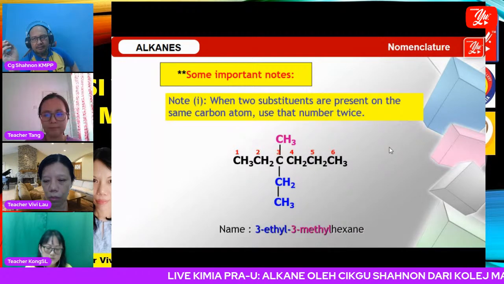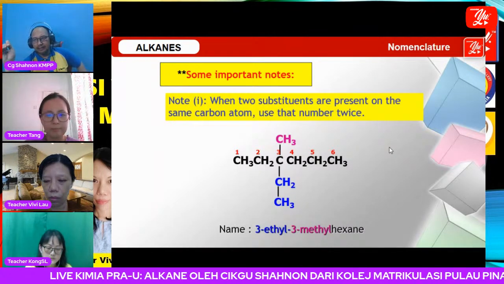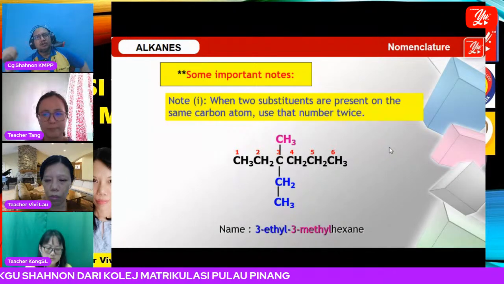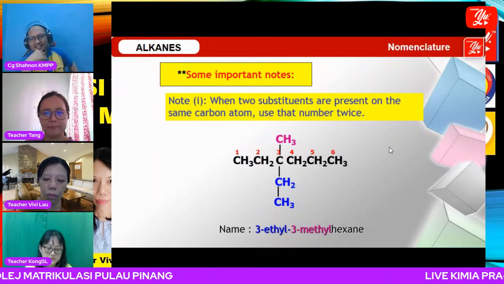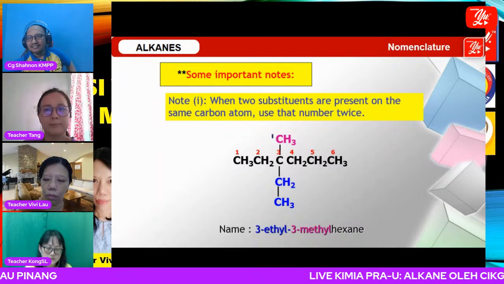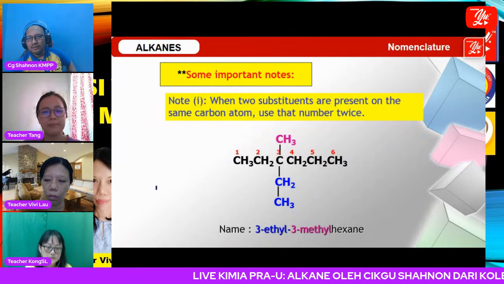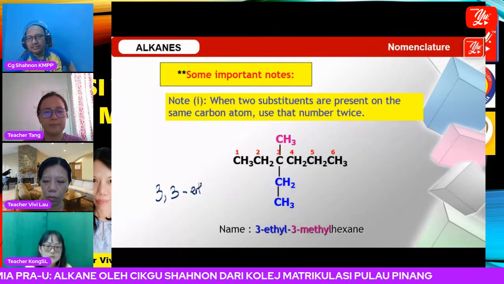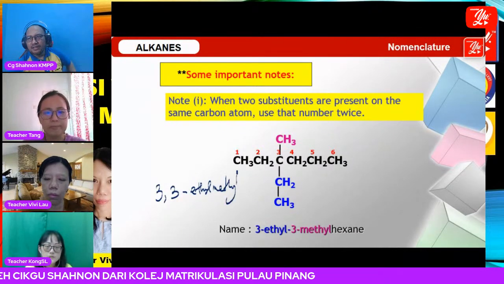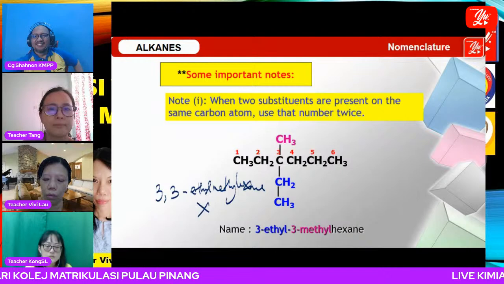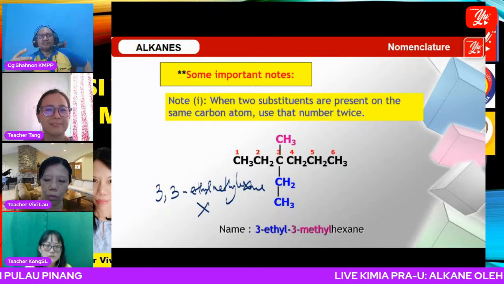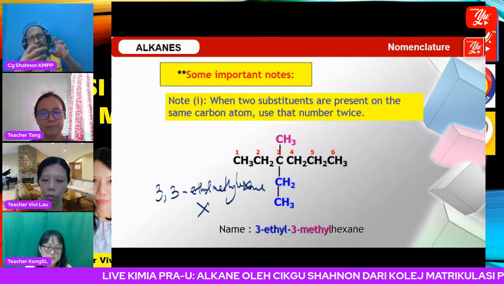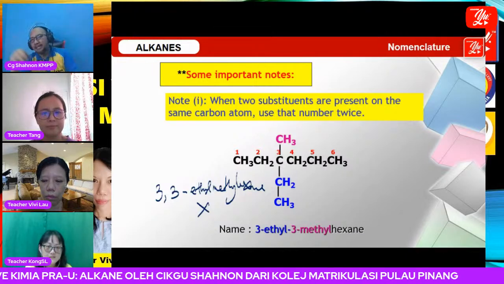E comes first according to alphabetical order, then methyl: 3-ethyl, 3-methyl. We cannot write 3,3-ethylmethylhexane. That's wrong. The 3,3 is only for the same substituent, for example, 3,3-dimethyl. That's okay.